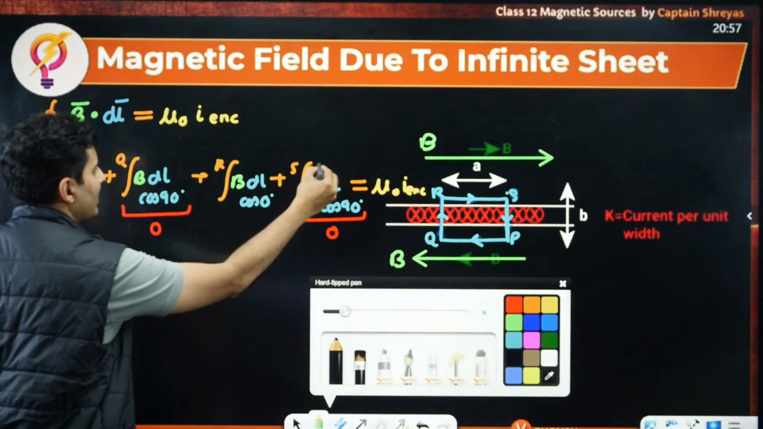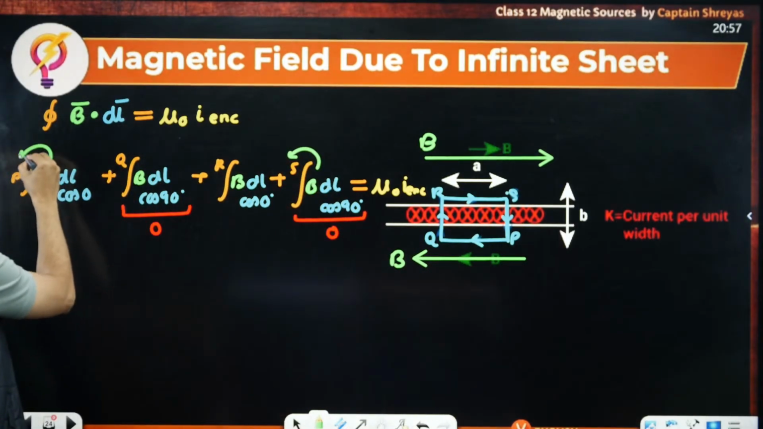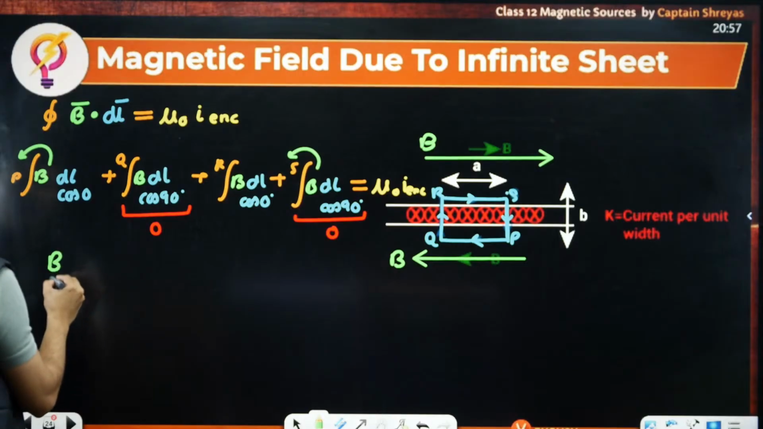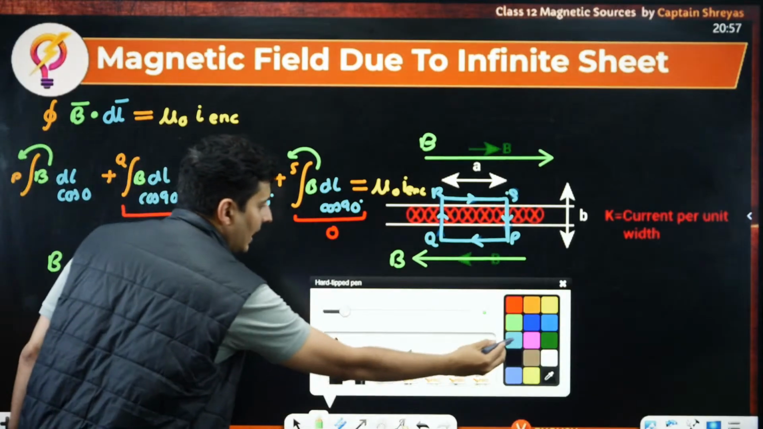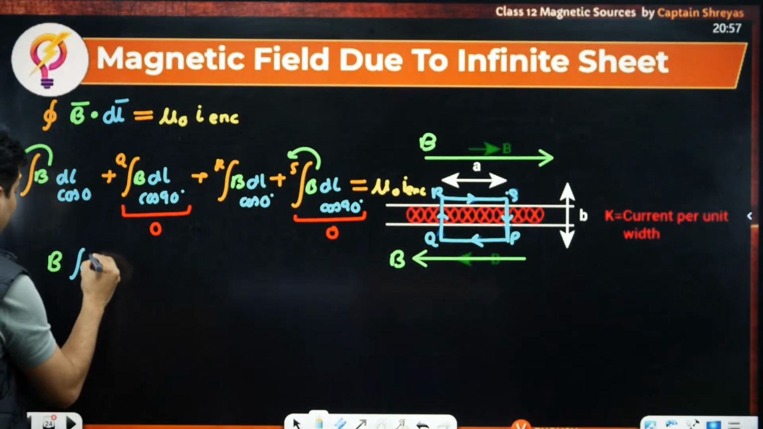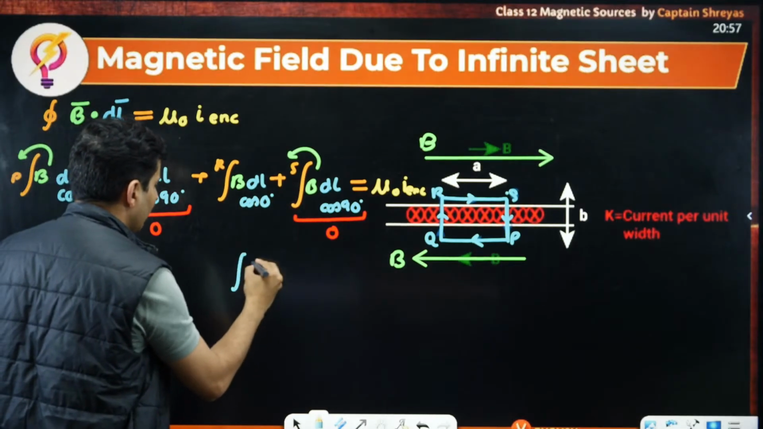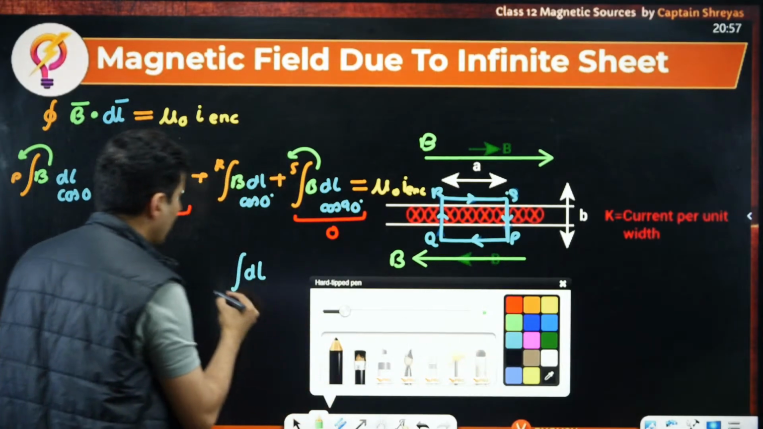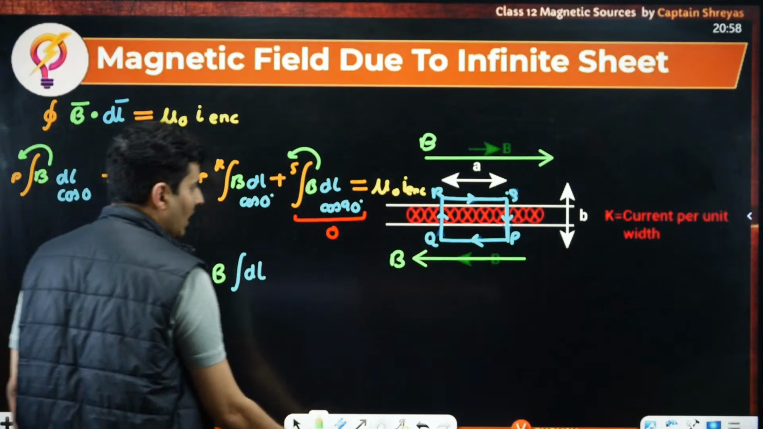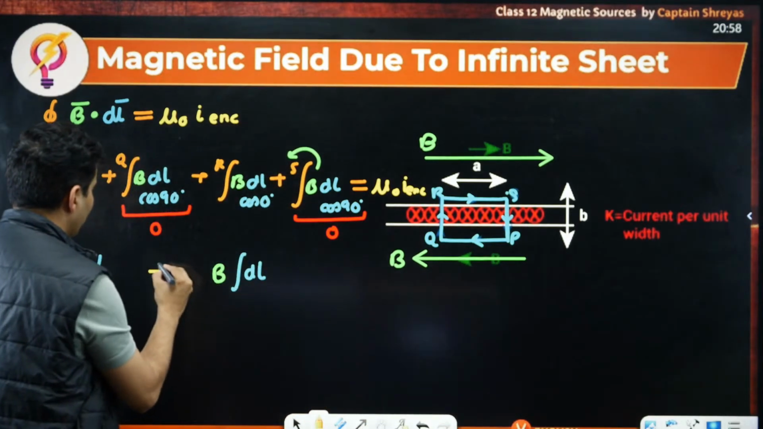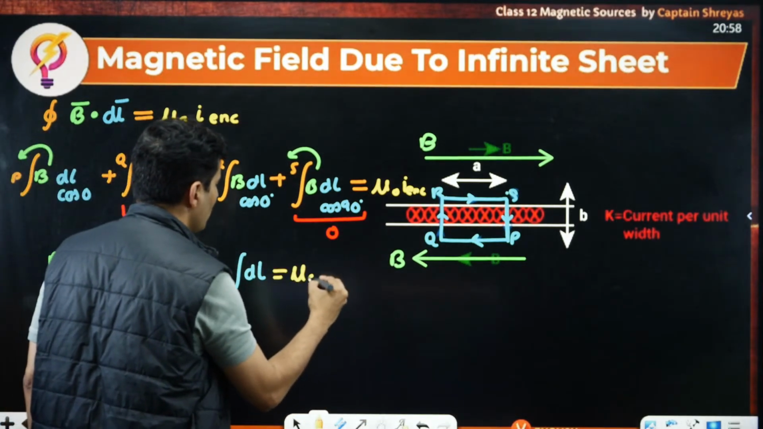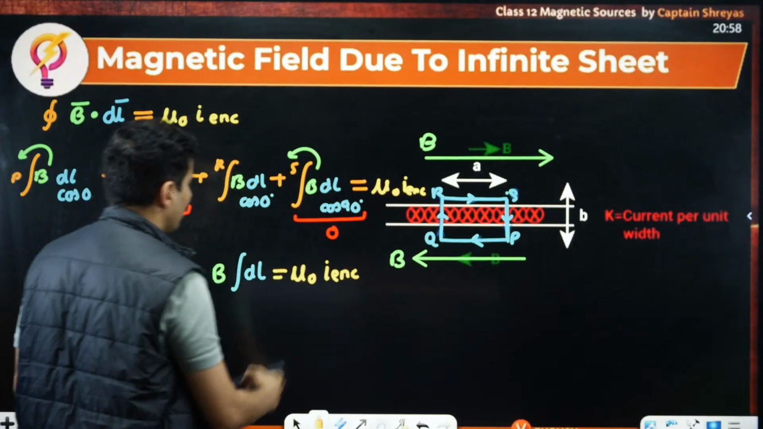And at this place, the magnetic field will come outside. This place also the field will come outside. So we will have B and then integral of dl. Same thing over here also, cos 0 being 1, integral of dl, and you will again have B over here, and adding both of them, you are just going to get mu naught into the enclosed current.